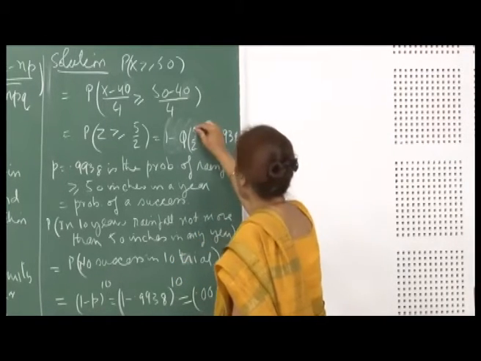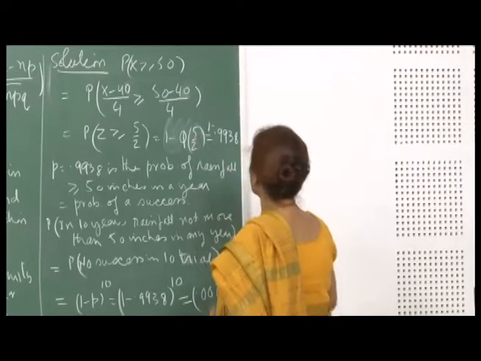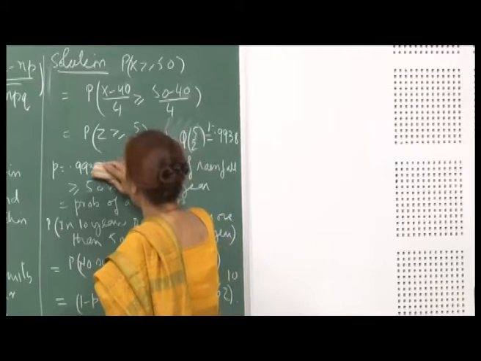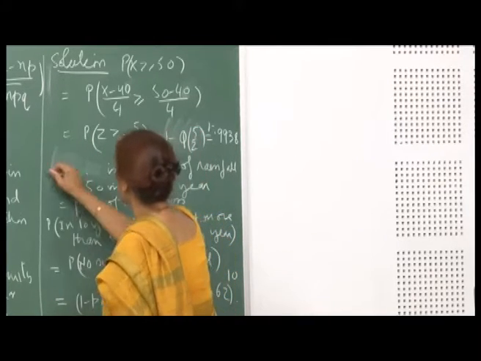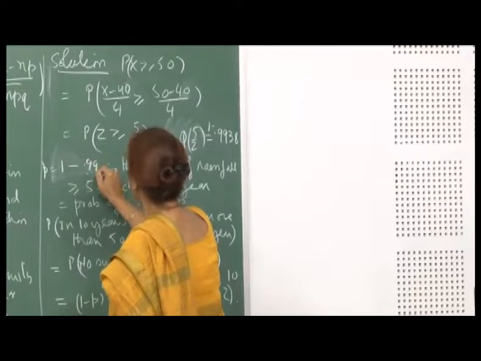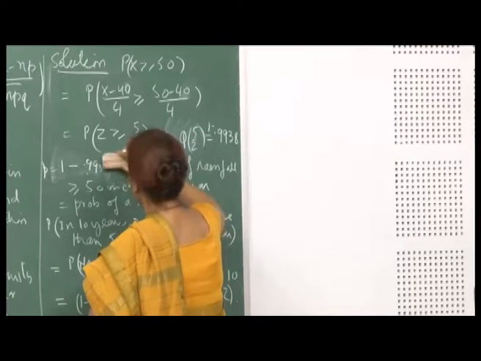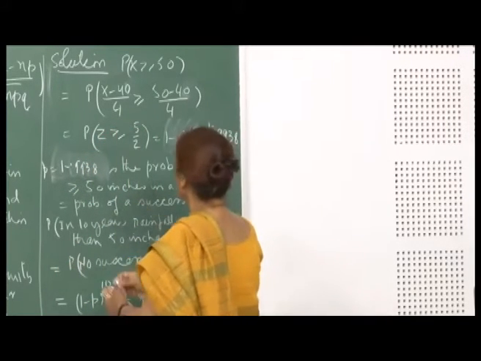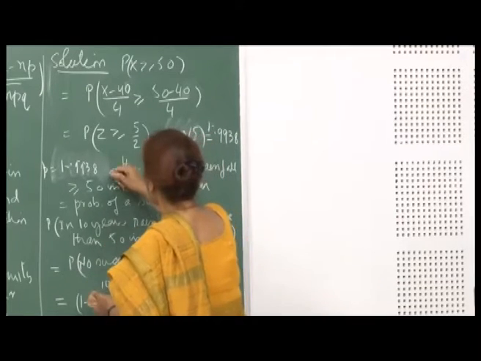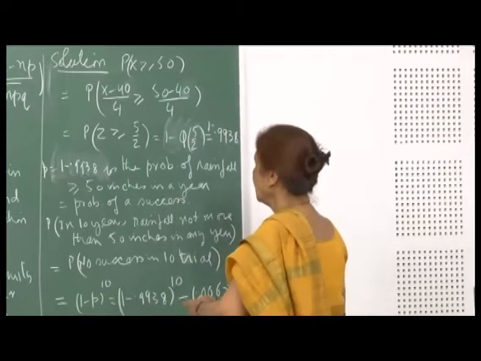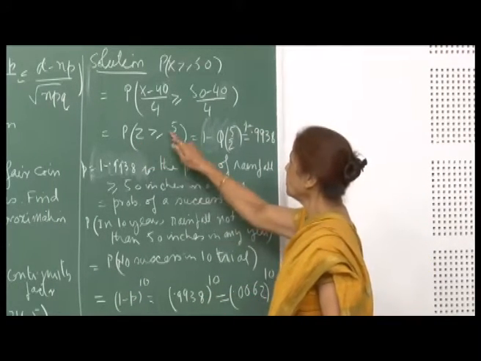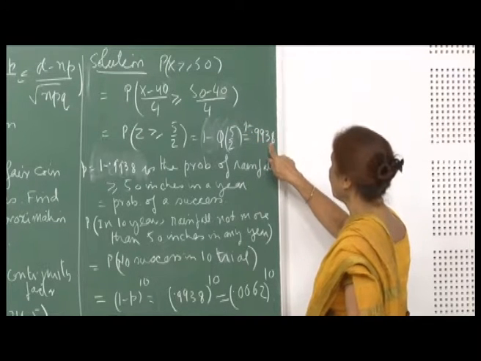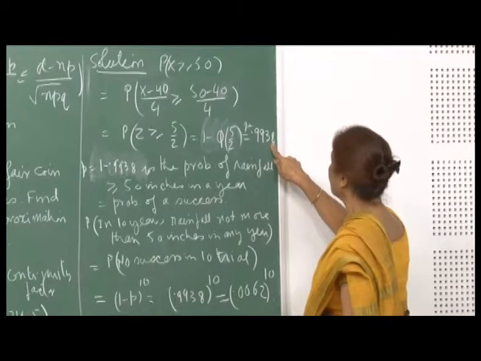And so, this will be 1 minus 0.9938. So, the probability would be standard normal variate greater than or equal to 5 by 2, which will be 1 minus Φ of 5 by 2, and that is 1 minus 0.9938, because Φ of 5 by 2 is 0.9938. So, this is the probability of rainfall exceeding 50 inches in a year.